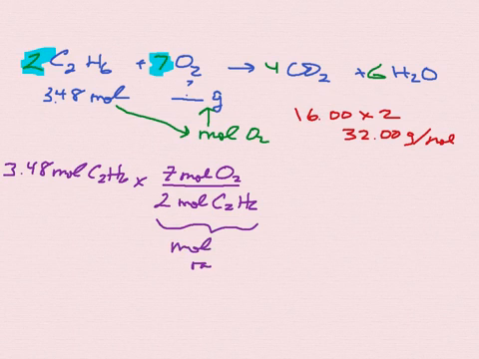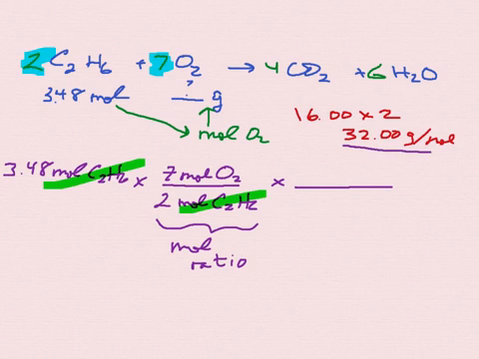And the mole ratio comes from the coefficients in front of the balancing. If I stopped there and did the math, the moles of ethane would cancel. I would take 3.48, multiply it by 7, divide it by 2, and my answer would be in moles of oxygen. But I don't want the moles of oxygen, I want the grams of oxygen. So now I want to carry on and use my molar mass to convert to grams.